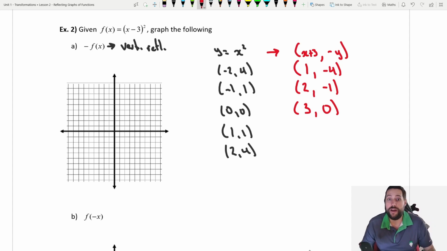Okay, we have 1 and 1, but that changes now so that it's 4 and negative 1. And the last one we have is at 5 and we're going to minus that, so it's going to be negative 4. Okay, so let's go ahead and plot these points and see what we come up with.